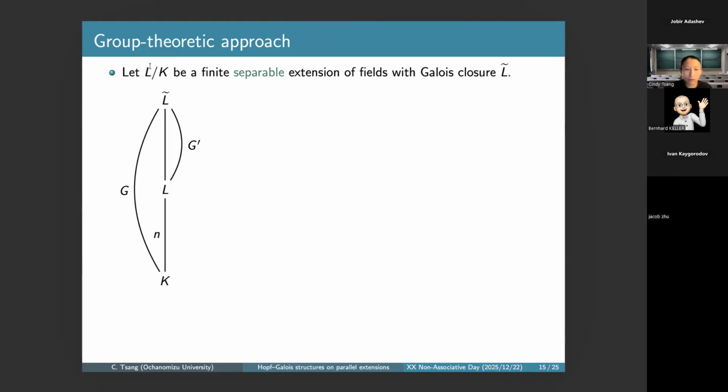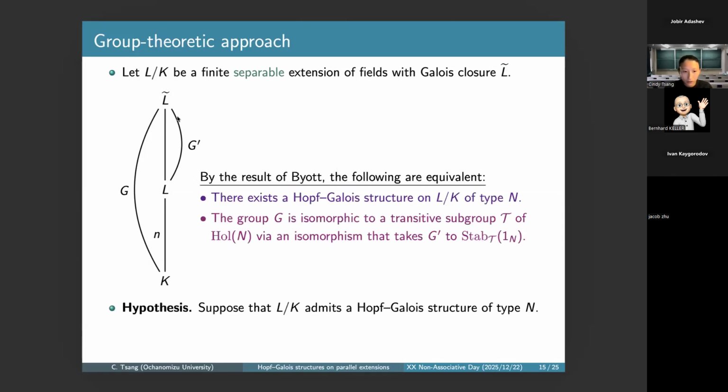So the setup is, I have L over K, which is a finite separable extension of fields. I'm going to let L tilde be a Galois closure. Same as before, I use G to denote the Galois group here, and G prime is the Galois group up here. The simplified version of the result of the classification that I explained: the existence of a Hopf Galois structure on L over K of some fixed type N. These Hopf Galois structures are not necessarily one-to-one, but they're in correspondence with the transitive subgroups of the holomorph of N that are isomorphic to G via some isomorphism that would take G prime to the stabilizer. So these two statements are equivalent.